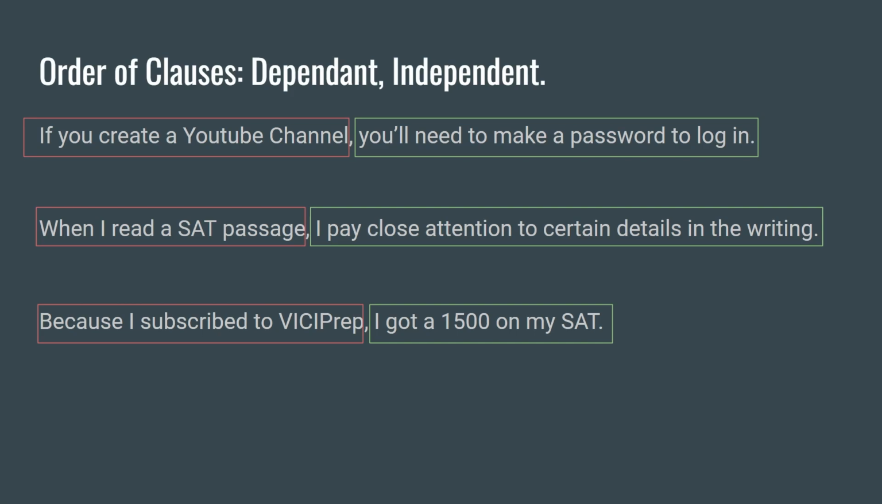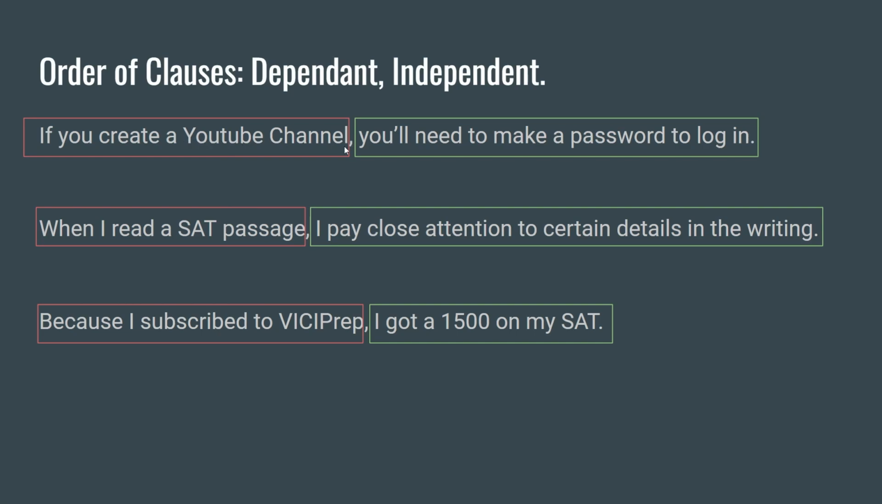Our first way that we're going to look at this order is dependent to independent. There's going to be a comma to separate the two. If you create a YouTube channel, you'll need to make a password to log in. Well, I want you guys to notice how you'll need to make a password to log in, with a period here, could stand alone as a sentence. We could cross this orange completely out, and you'll need to make a password to log in would make sense as a sentence. However, it would leave a reader asking, a password to what? Well, here's where our dependent clause comes in, adding non-essential context to the sentence.